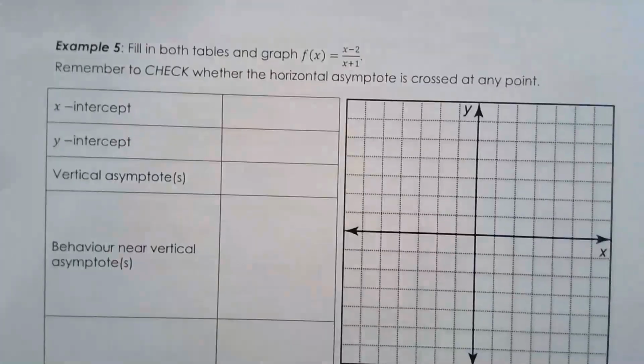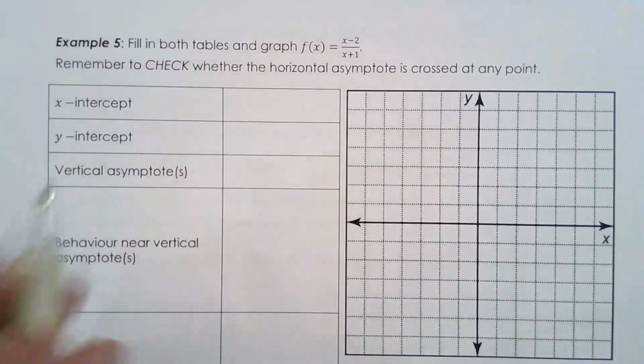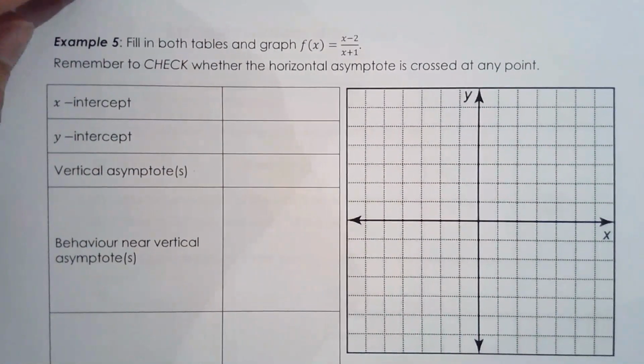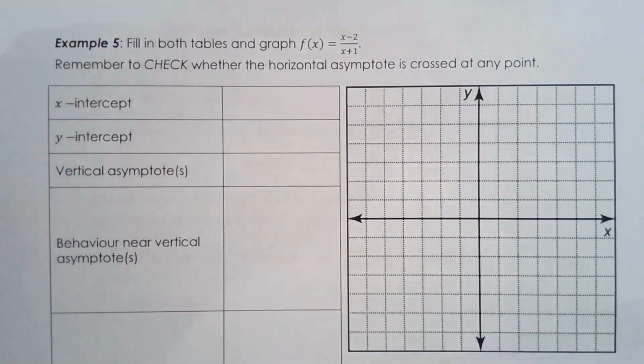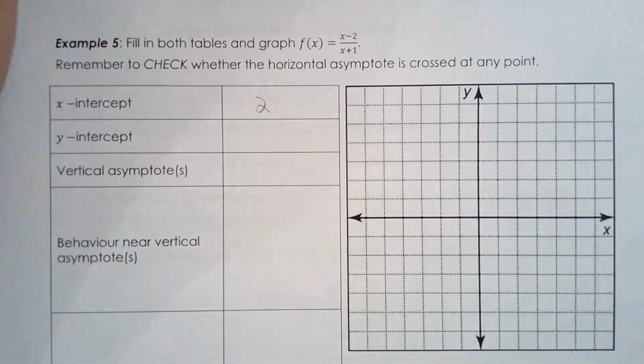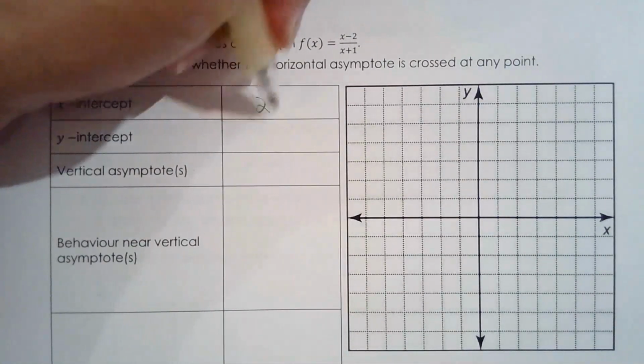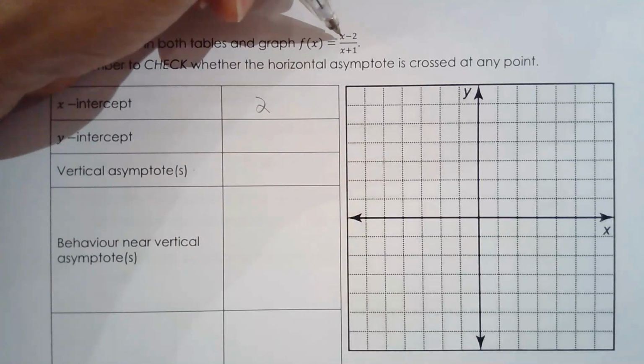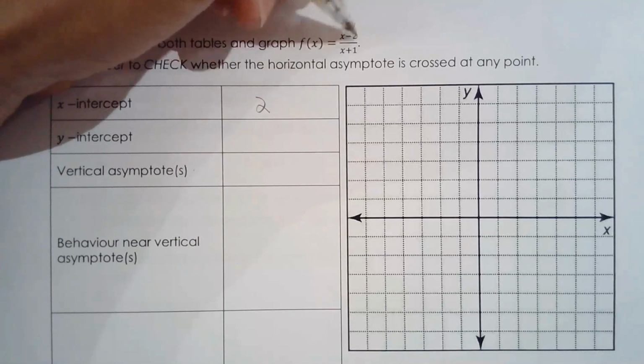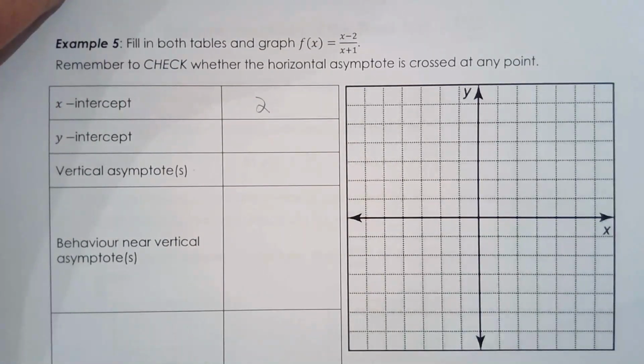One more linear over linear. I know it says remember to check, but like I said, I proved to you earlier that it doesn't cross, so I'm good. The x-intercept is 2. You can tell the x-intercept really quickly because you can just look at the numerator, because if the numerator is 0, then the quotient is going to be 0.